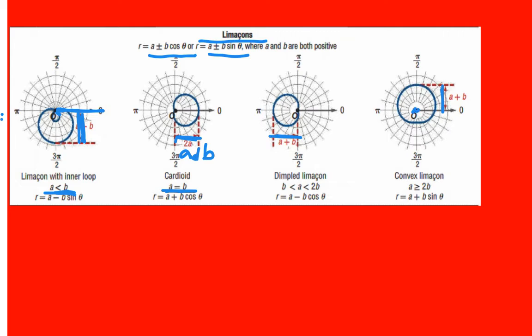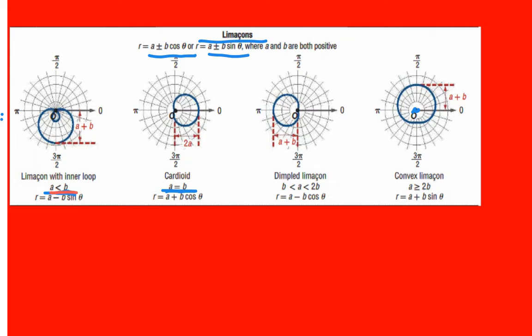So from the pole, your max value is always a plus b for these. I think I reiterated that enough. And then, looking at that, how to know what it's going to be.